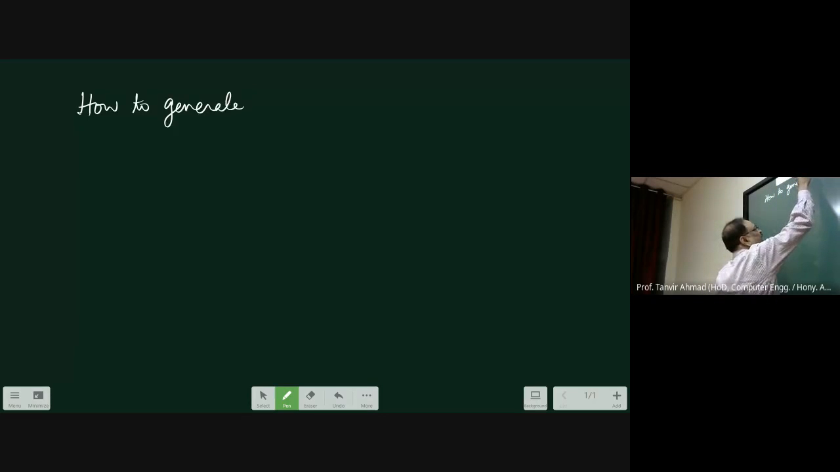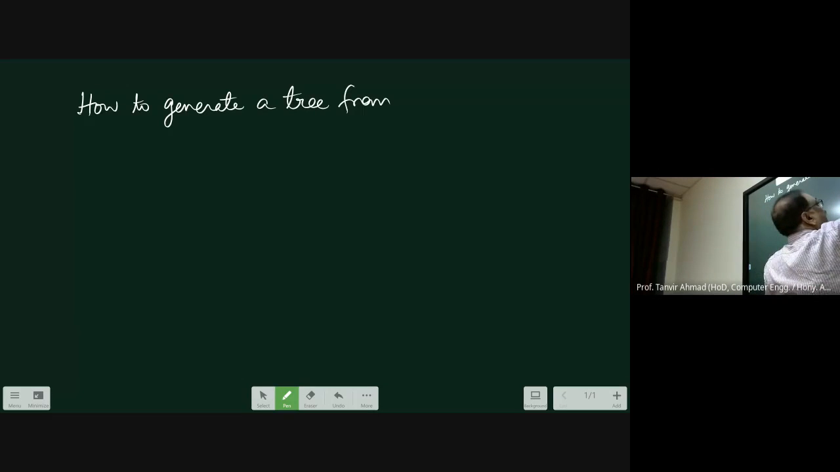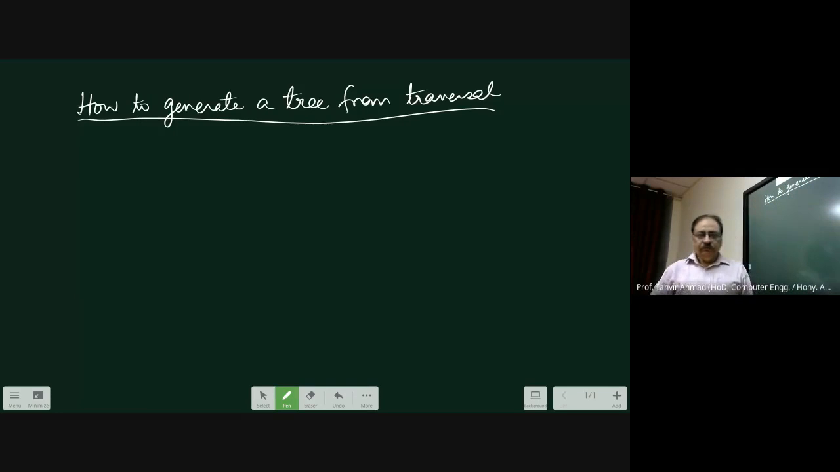Therefore, how to generate a tree from traversals. Now this is a little tricky topic. Therefore, try to understand it very well, how this can be done. Now let me take any two traversals. Previously I will try to do the one which is a little easier.